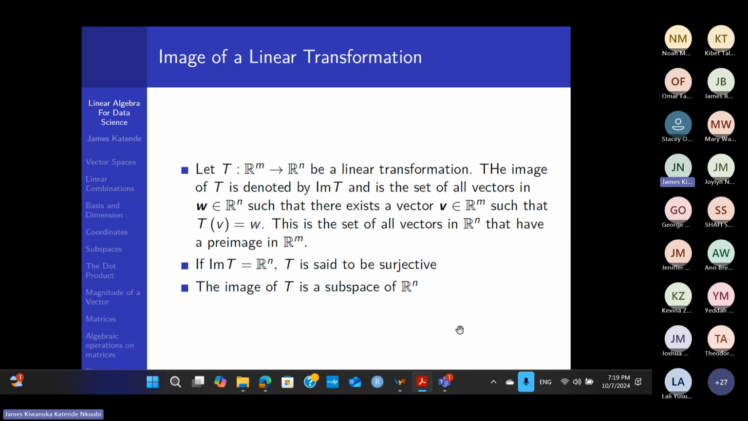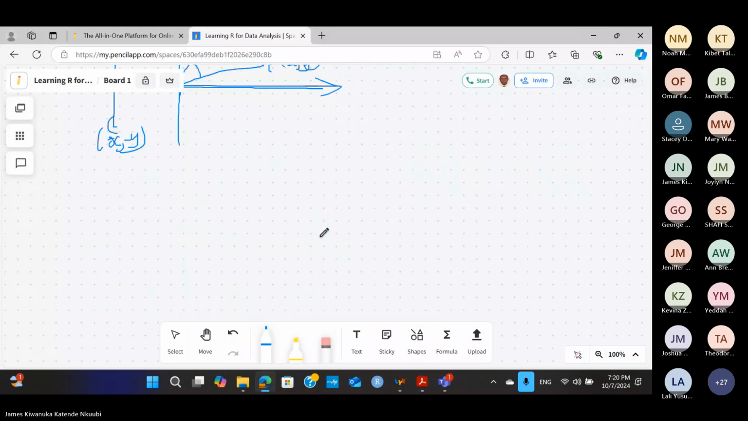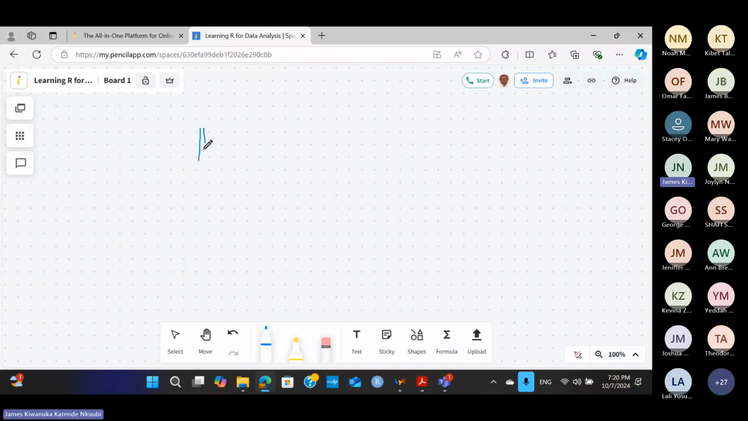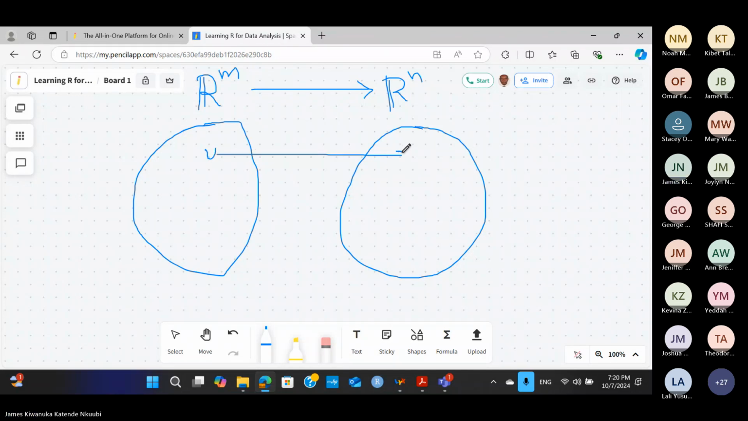So the next thing we look at is the image of our linear transformation. Maybe it's best if I draw. So I will go to the board again. Suppose I have a map. This is my domain. My map is sending Rm to Rn. So I'll just make some container here, which will represent Rm, my domain, and I will make another container here. So this one picks a vector here and sends it to another vector here, which is the image of v.